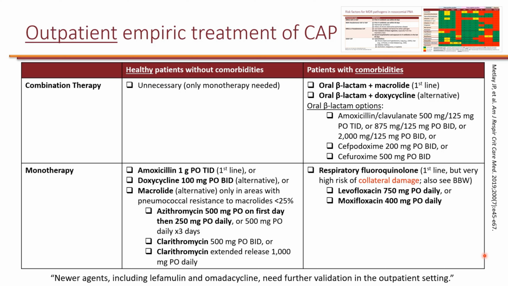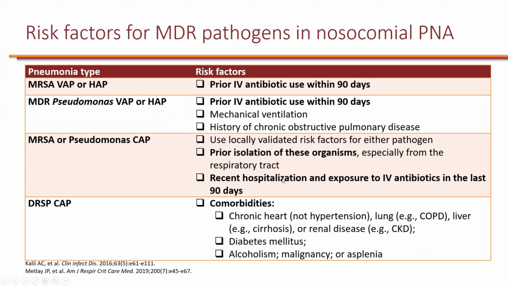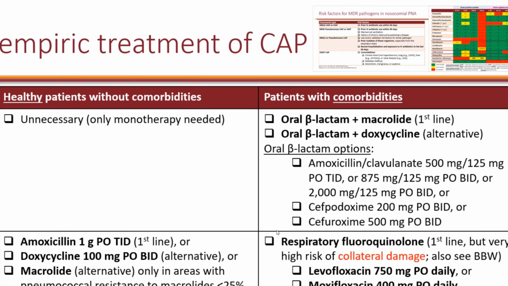Now, for outpatient management of CAP, we are limited to oral therapy, so we are limited to antibiotics that are actually available as oral therapy. The first thing we consider is that we break patients into two groups. One group would be the healthy patients without comorbidities, and these patients are less likely to have drug-resistant Streptococcus pneumoniae. The second group would be those with comorbidities, which we went over previously and basically include chronic heart, lung, liver, or renal disease, as well as diabetes, alcoholism, malignancy, or asplenia.